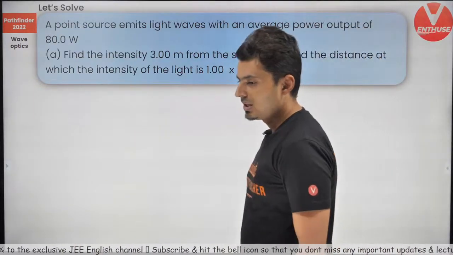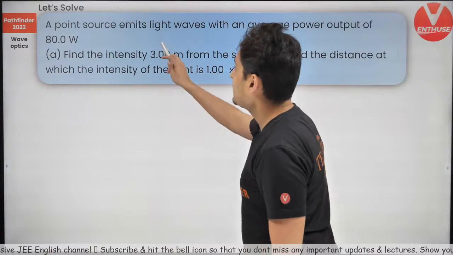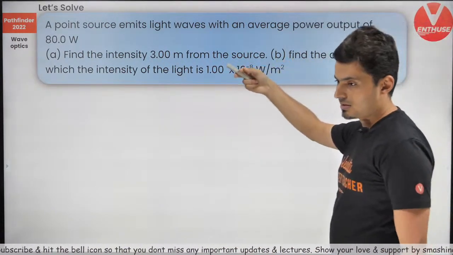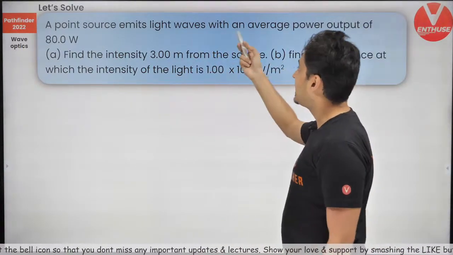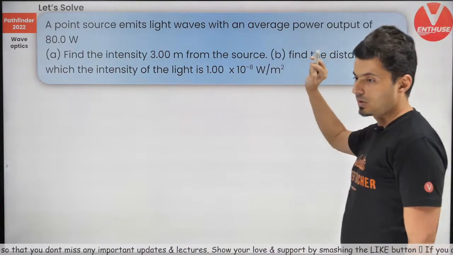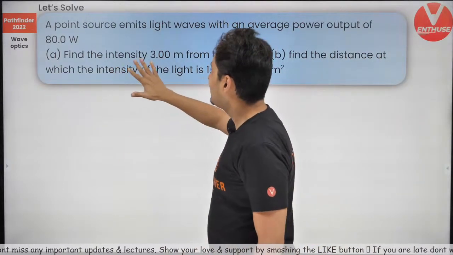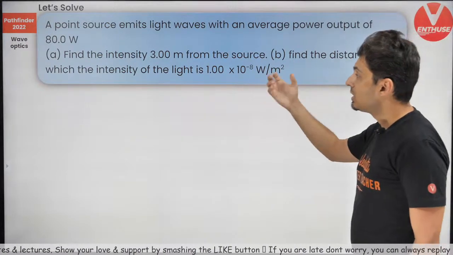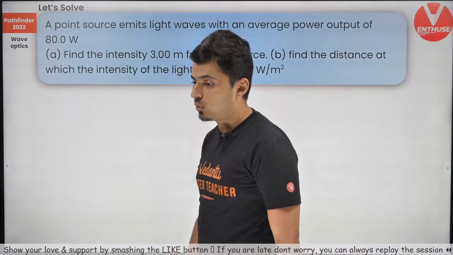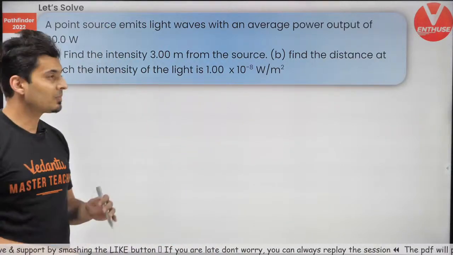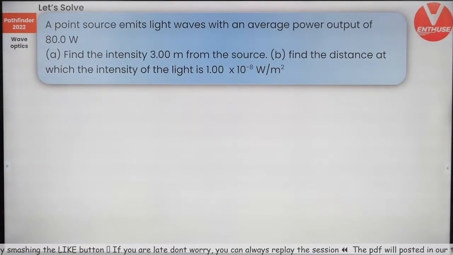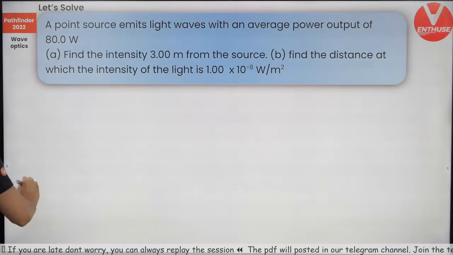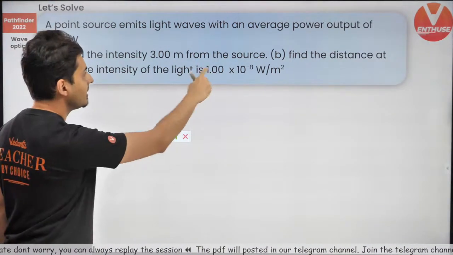Okay, perfecto. Moving on. There is a point source which emits light waves with an average power output of 80 watts. Find the intensity 3 meters from the source and also find the distance at which the intensity becomes 10 to the power minus 8 watt per meter square. Very interesting question. So read the question carefully. The power of the source is given and you have to find what is the intensity at a certain distance and where the intensity is this much.